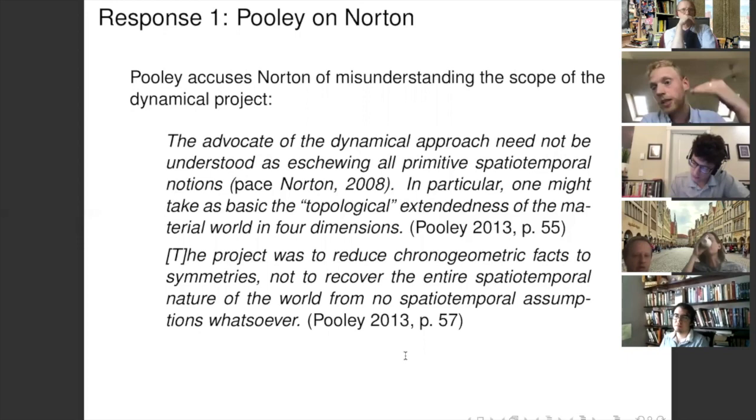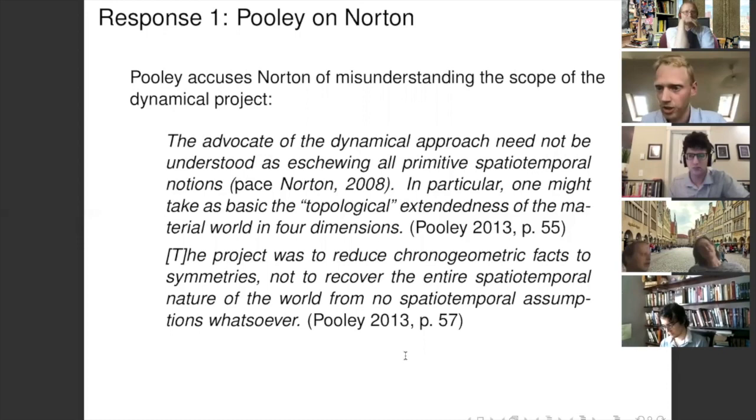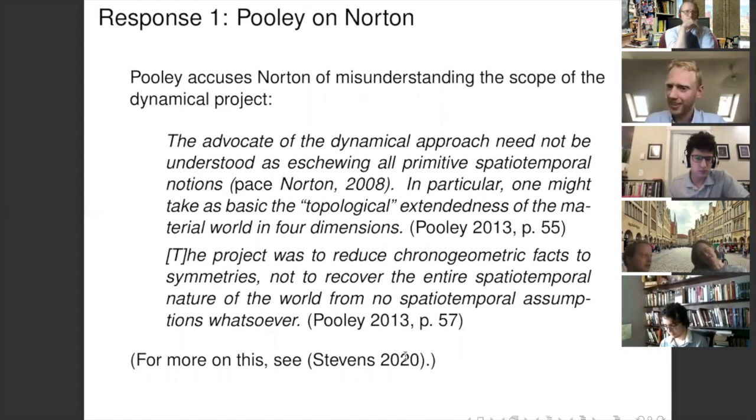So the proponent of the dynamical view is trying to ontologically reduce, say, Minkowski metric structure in special relativity to the dynamical laws. And we've seen that that seems to be possible if you're a regularity relationalist, but they're not trying to get rid of manifold structure as well. That just wasn't part of the project. That's a kind of defensive rather than positive reaction to Norton, but I think it's fair enough that Norton maybe overstates the ambition of the dynamical approach.